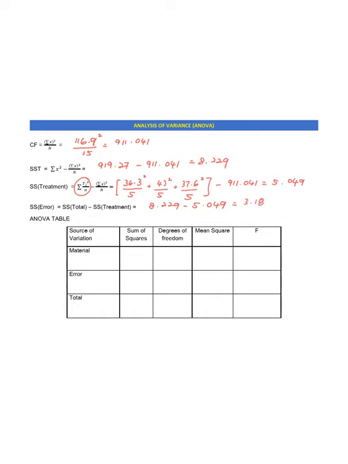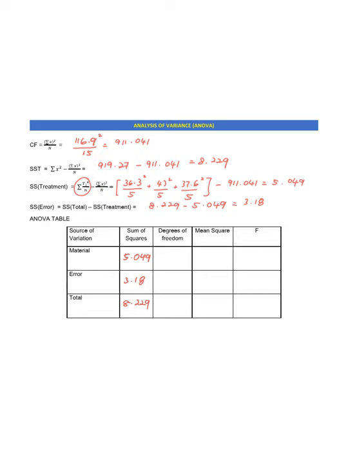Okay, now we want to complete the ANOVA table. Okay, so for source of variation of material ataupun treatment kita, SS treatment is 5.049, and SS error 3.18, total 8.229. Okay, so ingat ya, 5.049 we add up 3.18, kita akan dapat 8.229.